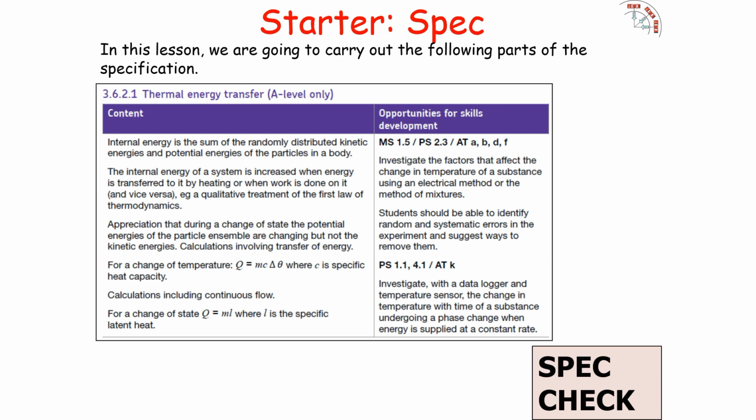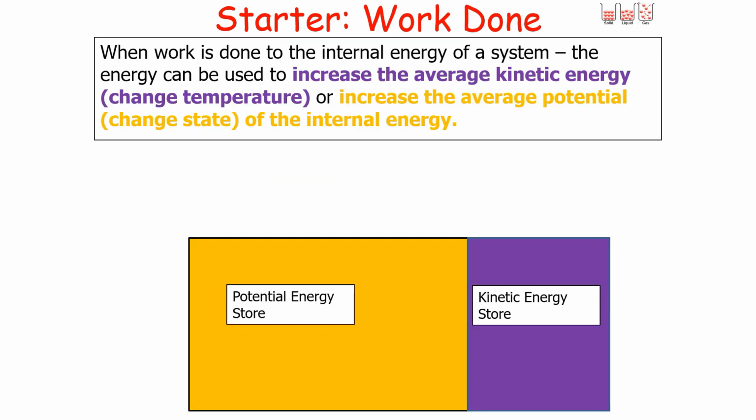3.6.2.1 thermal energy transfer. Now, when work is done to the internal energy of a system, that energy can be used to either increase or change the average kinetic energy of the substance, or it can be used to increase the average potential energy of the substance. Either one will change the internal energy. Now, if you change the kinetic energy of the internal energy, you'll be changing the temperature of the substance. If you change the potential energy store of the internal energy, you'll be changing the state of the substance.